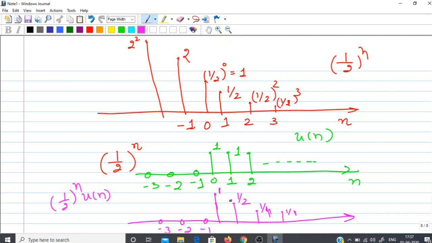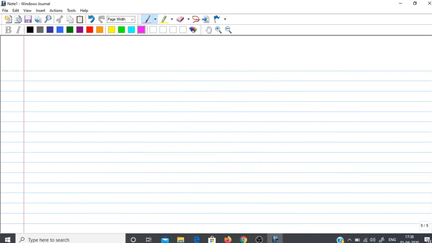So this is now an exponentially decaying sequence, but a one-sided exponentially decaying sequence. On the negative side, the sequence is 0, and on the positive side, as n is growing, the values of this sequence are becoming lesser and lesser. So this is an exponentially decaying sequence. And our job is to find its Z transform. So now again we shall use the definition and try to find its Z transform.